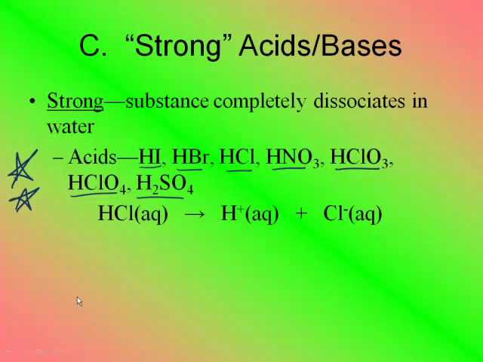Okay? So if you look at this reaction, this is a reaction involving hydrochloric acid. And hydrochloric acid dissociates into H plus and Cl minus. So when it's in solution, HCl doesn't actually act like HCl. It acts like H pluses and Cl minuses, totally separate from each other.